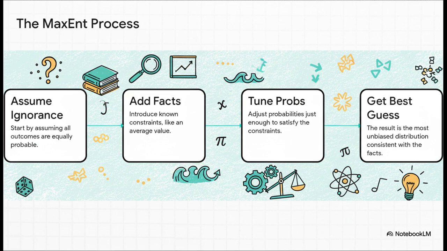Second, you introduce your constraints. These are the hard facts you do know. For our die, the big constraint is that the average roll has to be 4.5. Third, you tune the probabilities. You gently tweak that flat line just enough to make it match your constraint. And fourth, bam, the result is the most unbiased, most honest probability distribution that fits your data.